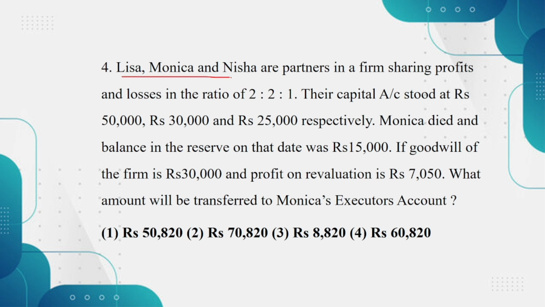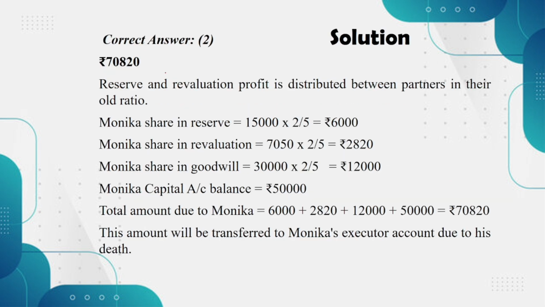Three partners, Lisa, Monica and Nisha, are partners in a firm sharing profit and losses in the ratio 2:1. Capital of the firms are 50,000, 30,000, 25,000. Monica died, date is not mentioned, so 15,000 is the reserve available at that time, and goodwill of the firm is 30,000. Profit on revaluation is 7,050. So what is the amount transferred to Monica's executors account? See, these are the proportions you have to remember. 15,000 into 2 by 5 share of reserve, then 7,050 into 2 by 5 share of revaluation gain, then goodwill of the retiring partner 12,000, plus the capital. So the total will be 70,820. The correct answer is 2.